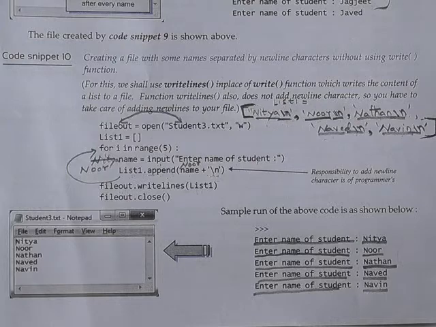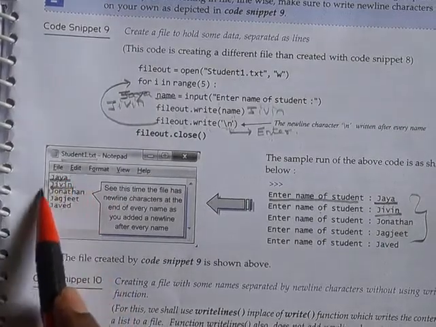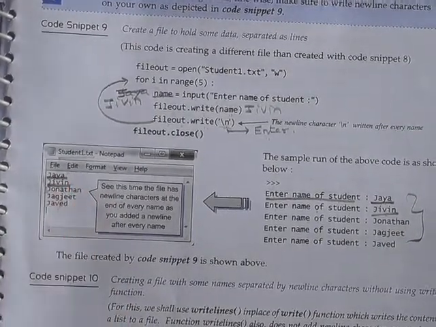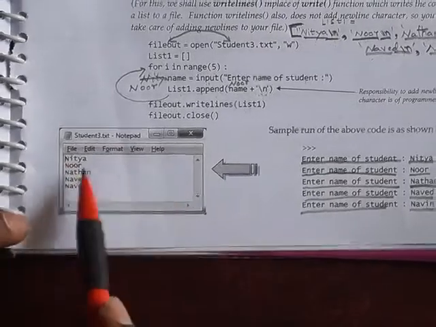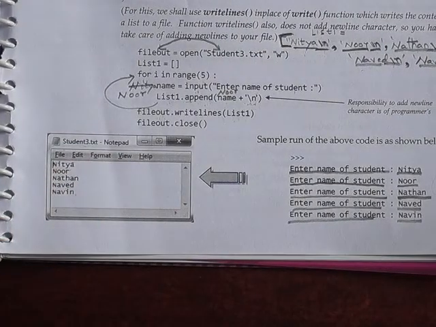Fine. So in last class also we did the same thing. Okay, can you see all the names will be printed in next line. Here also all the names will be printed in next line. So what is the difference between these two?